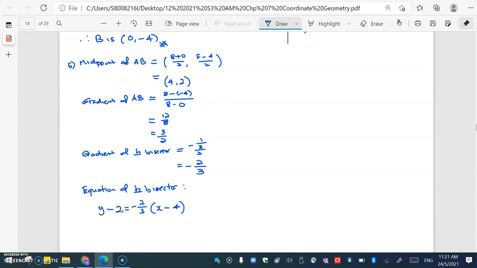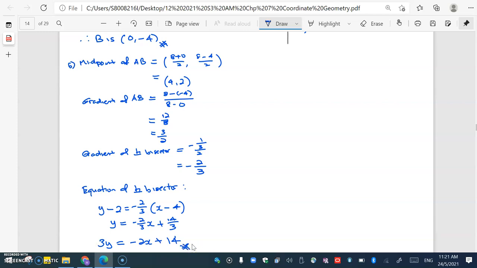This is the generic form for the equation of a straight line. If I tidy this up, I get negative 2/3 x. Negative 2/3 times negative 4 will give me plus 8 over 3. Then plus 2, so that's 14 over 3. If I want to write it in non-fractional form, I get 3y equals negative 2x plus 14.